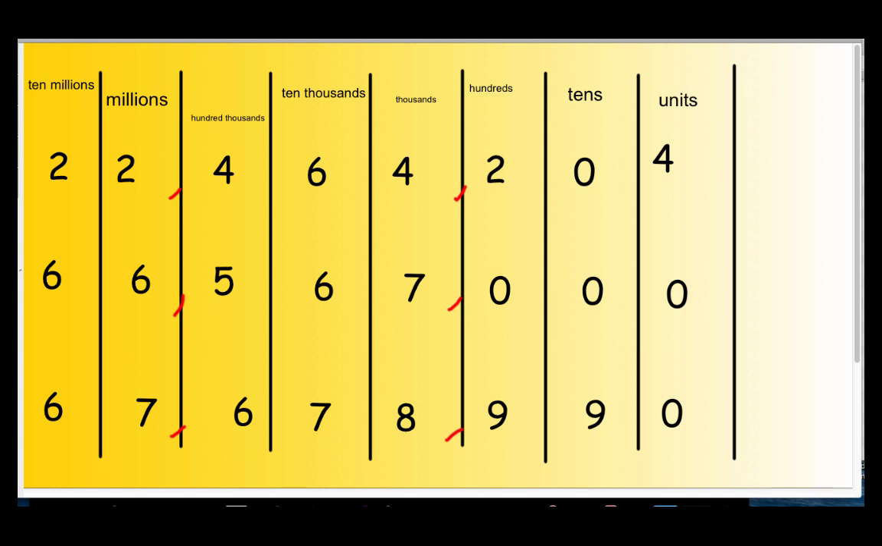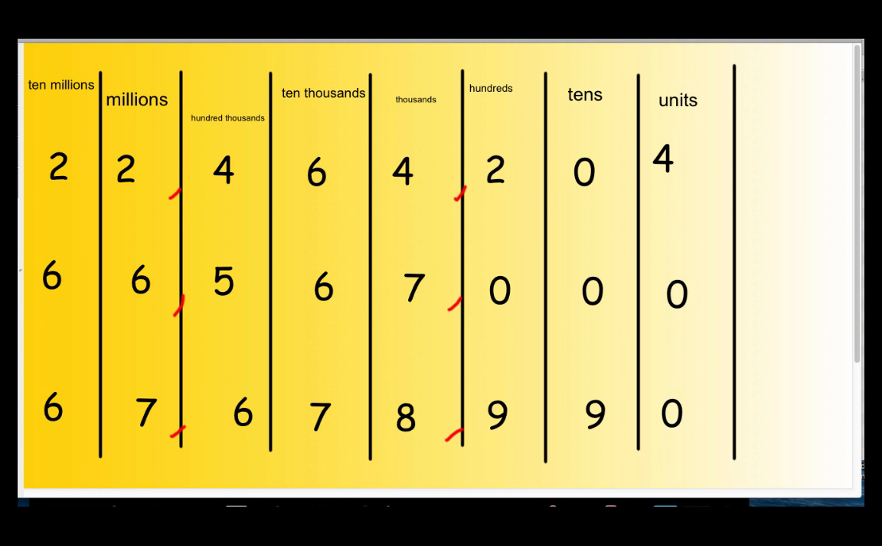So the first thing to check is, do they all have the same number of digits? Because if one had fewer digits, then that would be the smallest number. But they've all got, I think, 1, 2, 3, 4, 5, 6, 7, 8 digits. Okay, they've all got 8 digits. So we're going to actually have to look at the value of the numbers in the place value columns.